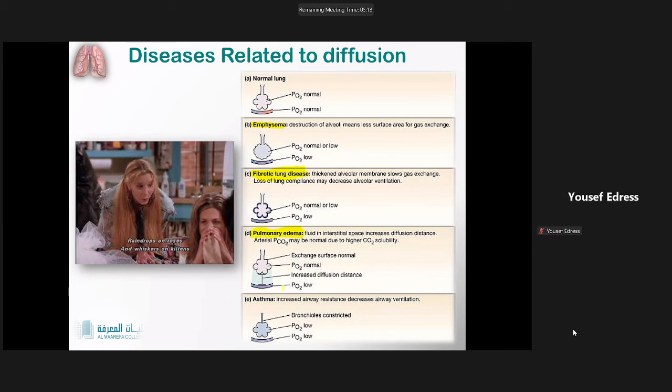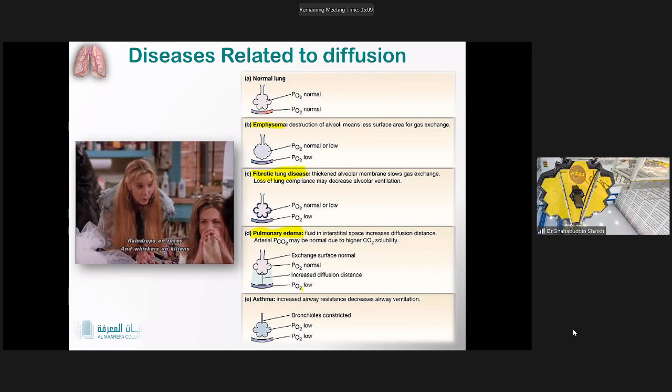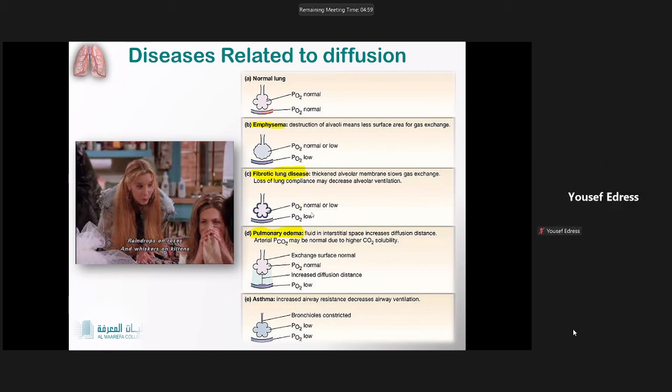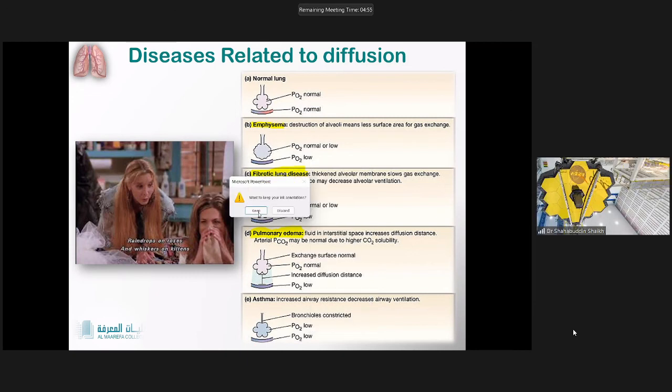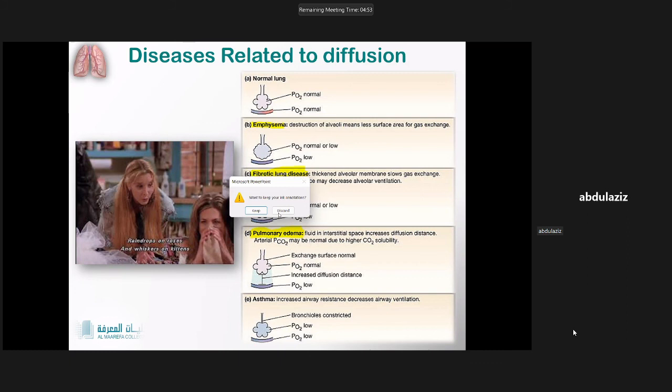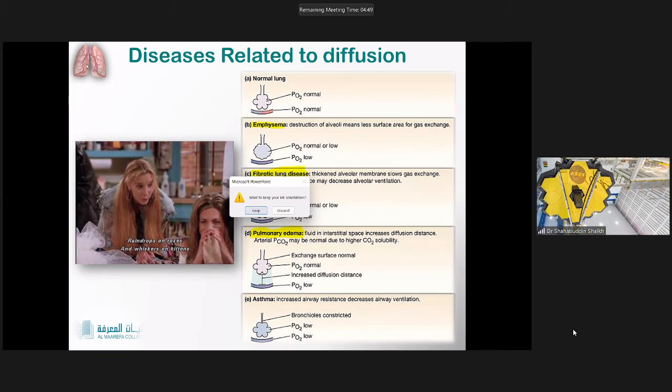Doctor, in pulmonary edema, does the thickness increase or decrease? In pulmonary edema, the membrane thickness increases and diffusion decreases. Any confusion here? Because this is what is asked. Fibrotic lung disease also increases membrane thickness. Yes, same as fibrotic lung disease.